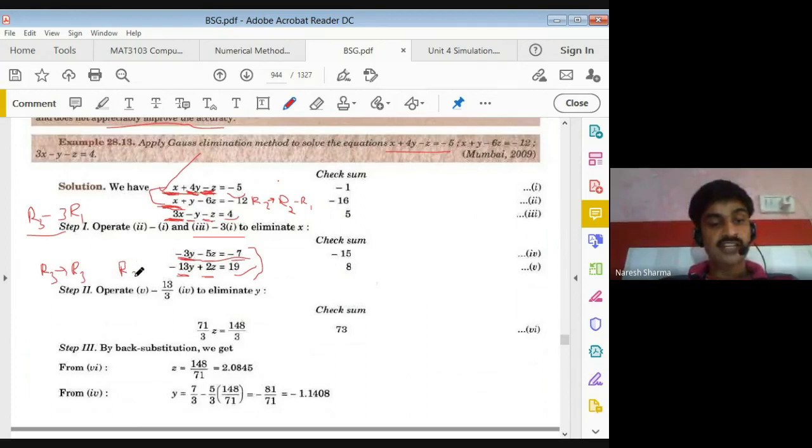R2 and convert this R2 into 1. That's why we divide by minus 3. So this becomes minus 3. Divide with minus 3 is plus 1. Now multiply this by 13, so that 13 and minus 13 become 0. So we just multiply this by 13. Apply this operation only here. So this divided by minus 3 is your 1, multiply 13 is 13, 13 minus 13 is 0.